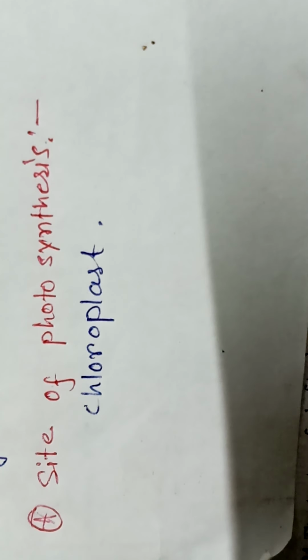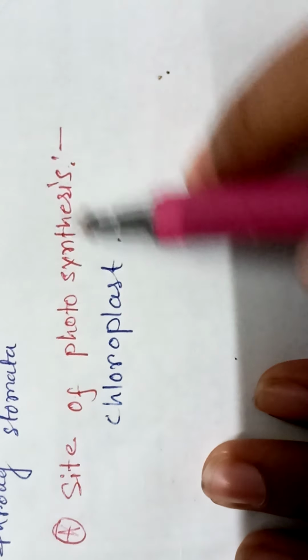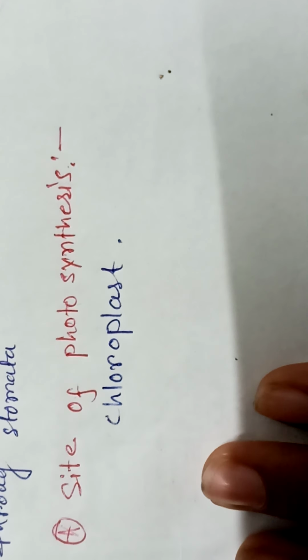Next we will see the site of photosynthesis. What is the site of photosynthesis? The site of photosynthesis is the chloroplast. In chloroplast, photosynthesis occurs. See, these are the green colored leaves. Why are they green in color? Due to the presence of chlorophyll in them. See, the chlorophyll is present in tiny organelles called chloroplasts inside the photosynthetic cells of leaves.